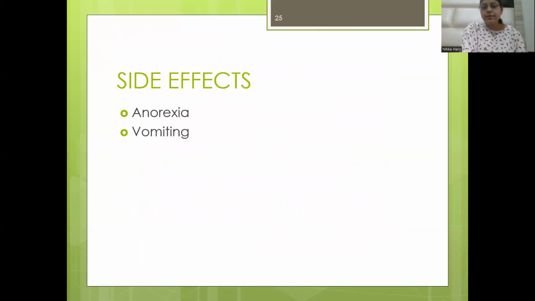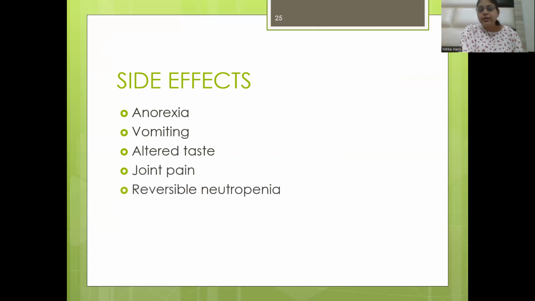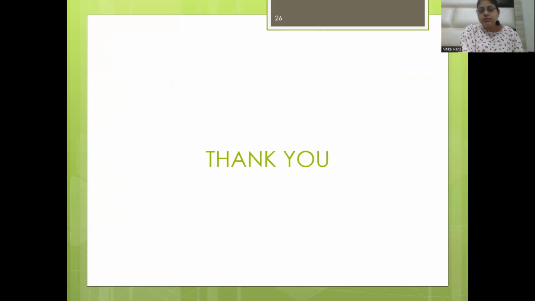Side effects are loss of appetite, vomiting, altered taste, joint pain, reversible neutropenia, and agranulocytosis. So that's all with the chelating agents.